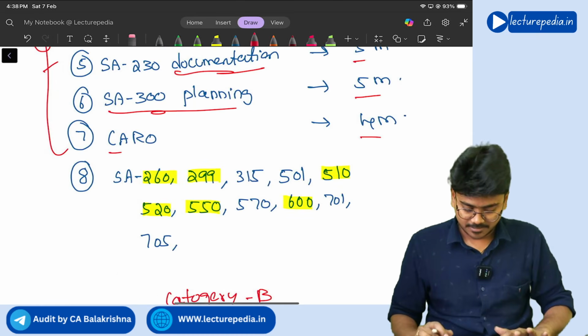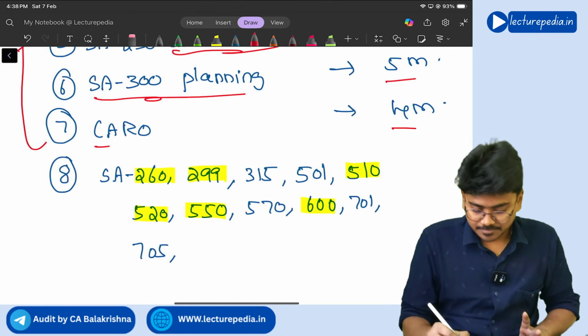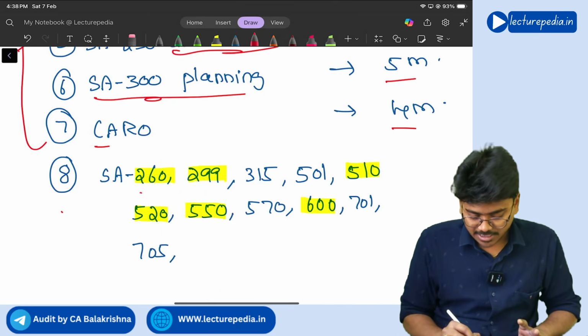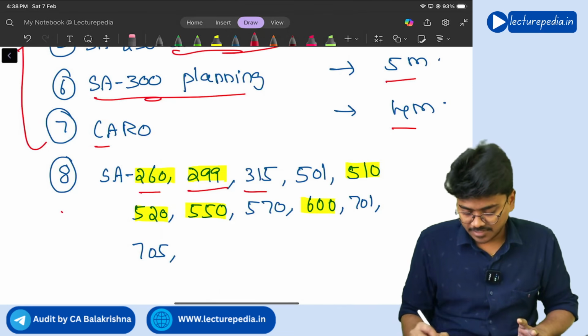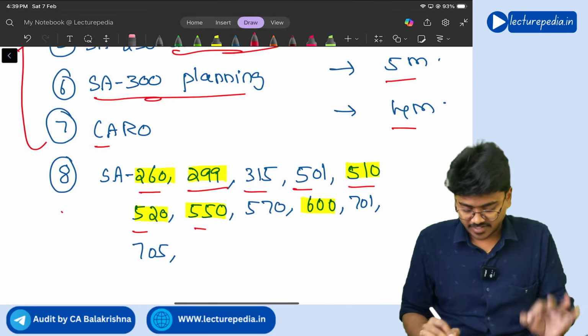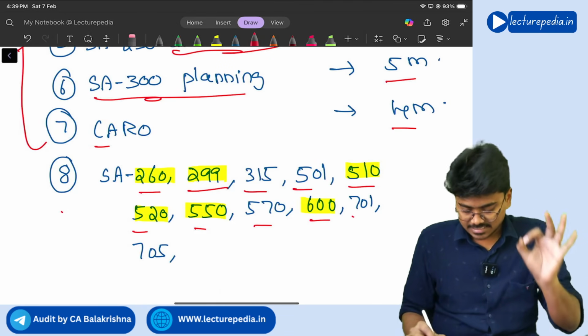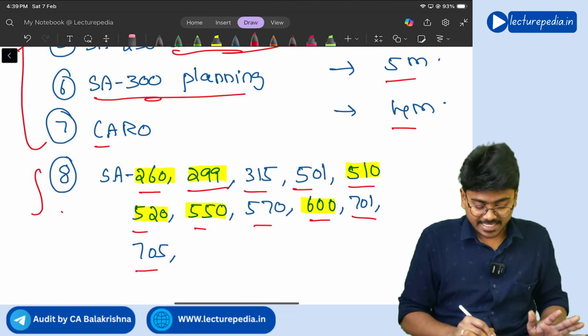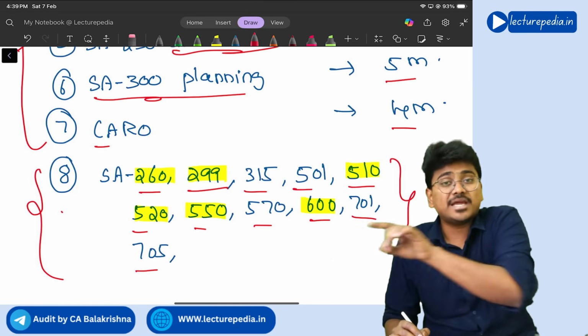Next, standards. A category standards. SA 260, 299, 315, 501, 510, 520, 550, 570, 600, 701, 705. These are A category standards for the May 26 examination.